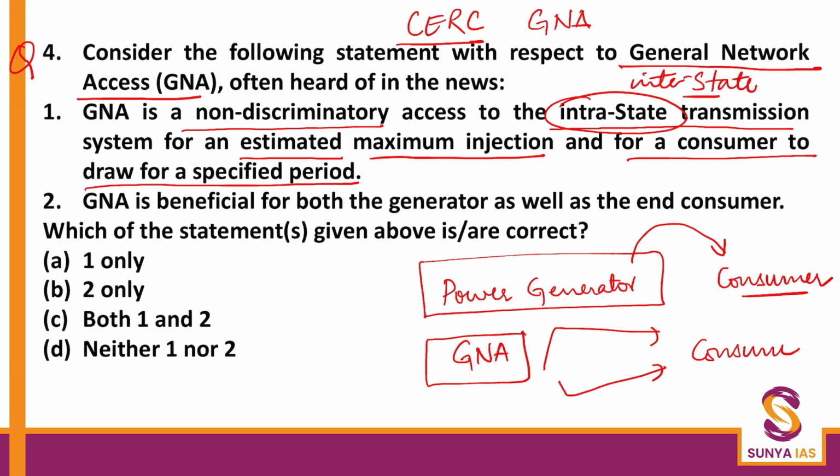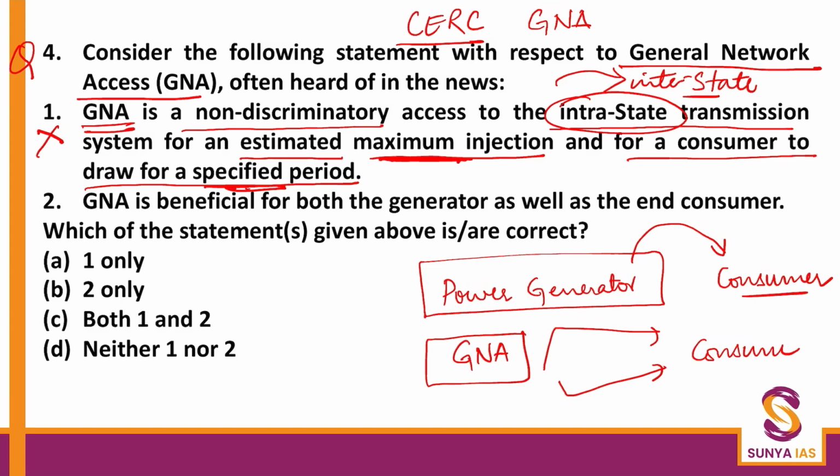I get your point. Some of you might think if it is interstate, it's a bigger subset, so intrastate should also be correct. But the larger objective of GNA is not to connect to the intrastate. Its objective is to connect to the interstate. So the statement is wrong. For a maximum injection, yes, because so many power generators will be connected throughout the line, and for a consumer to draw for a specified period. They can take the power from the lines for a specified period. So half the statement is correct, half the statement is wrong.